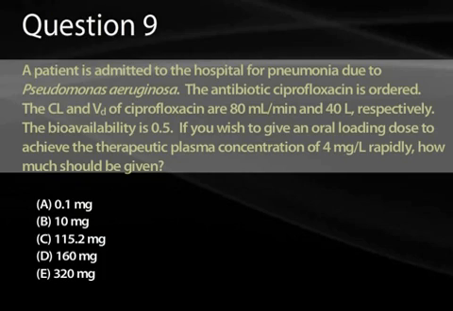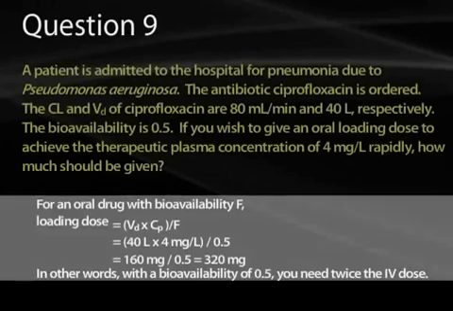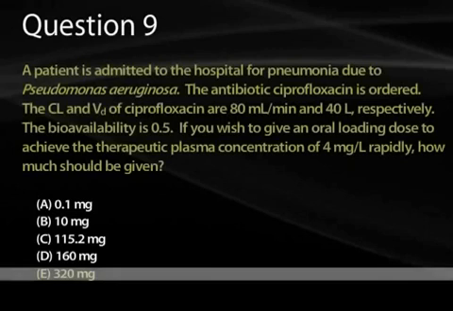Therefore, thinking intuitively, we'd have to take that 160 milligrams that we achieved by multiplying the volume of distribution times the desired plasma concentration and divide it by 0.5, which is actually like multiplying by 2. So we'd have to give twice as much medication if we were going to give it PO, or by mouth, as if we were going to give it intravenously, because the bioavailability is only half. So the answer is 320.